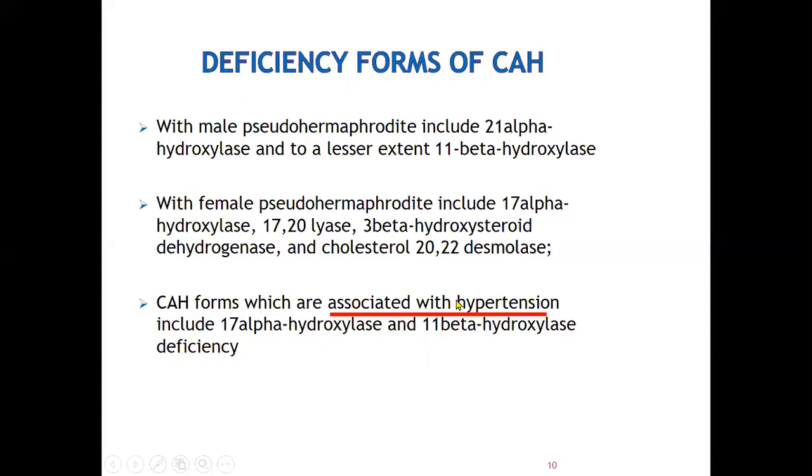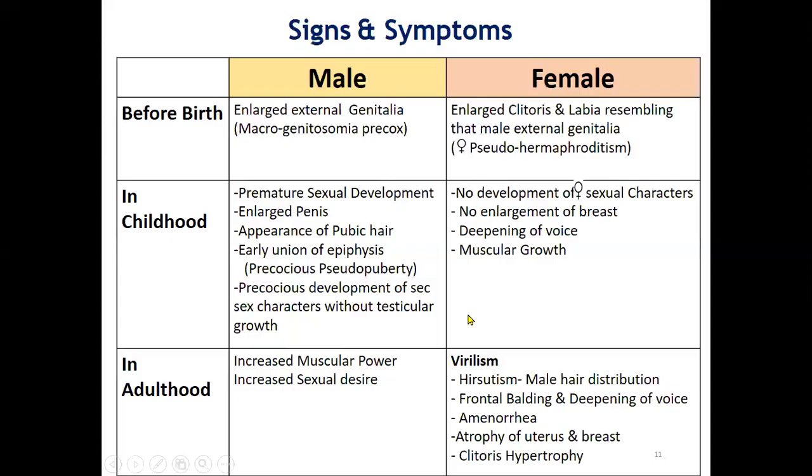This one is associated with hypertension. Now, the important thing is signs and symptoms. Mainly these are due to the production of the male sex hormones before birth and in childhood and in adulthood. In males, there will be enlarged external genitalia. In females, if it is before birth, then there is an enlarged clitoris, with labia resembling male external genitalia.